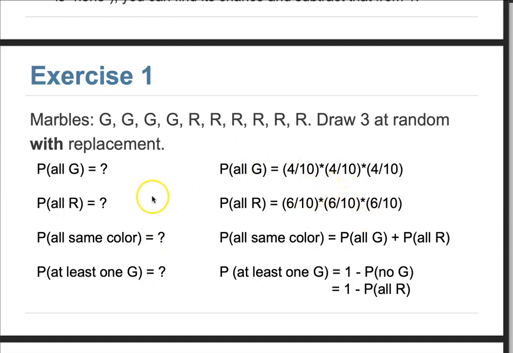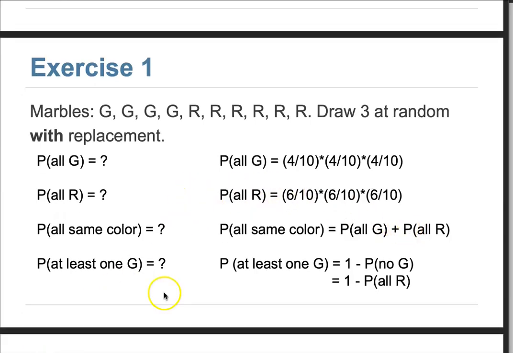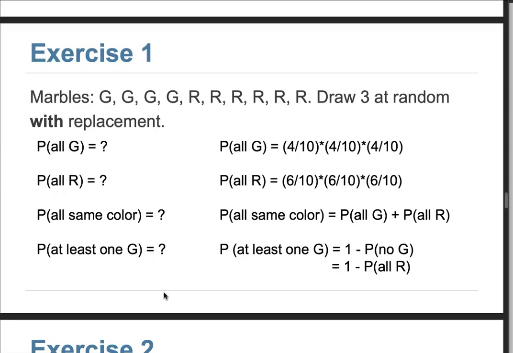So with probability, be careful: for every question, find all the possible outcomes. For each possible outcome, we need to add each chance together. Okay, so that's for probability.